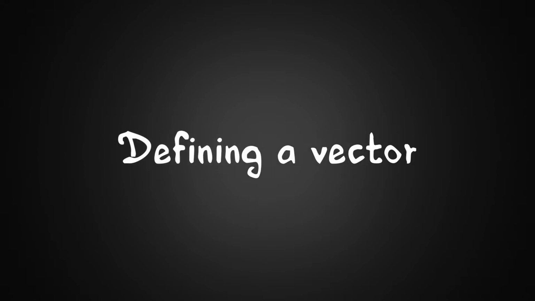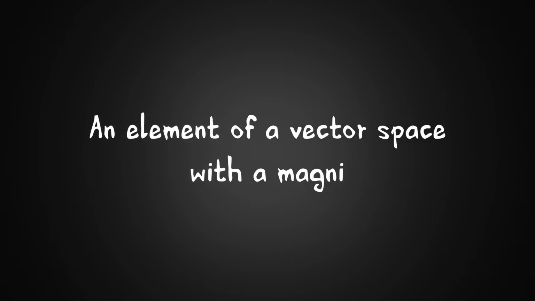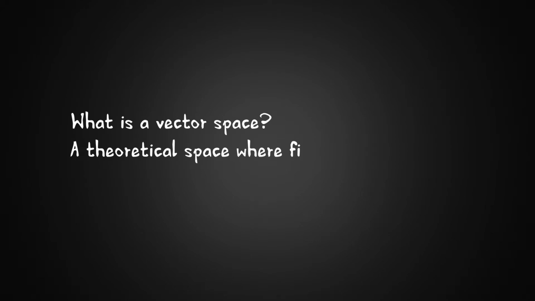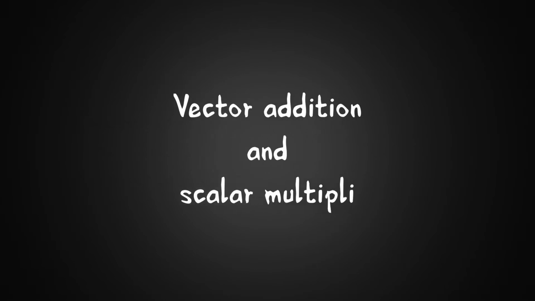As you may already know, the textbook definition of a vector is an element of a vector space with a magnitude and a direction. But what does this mean? First, what is a vector space? It is a theoretical space where a field of numbers, also known as scalars, and vectors exist. It can perform two operations, which are vector addition and scalar multiplication.